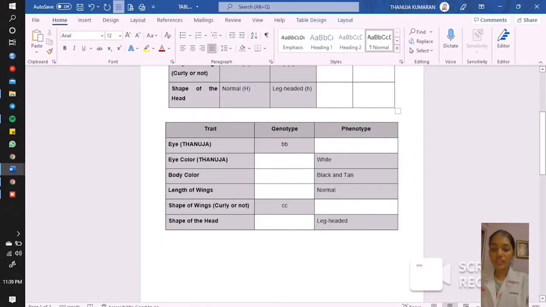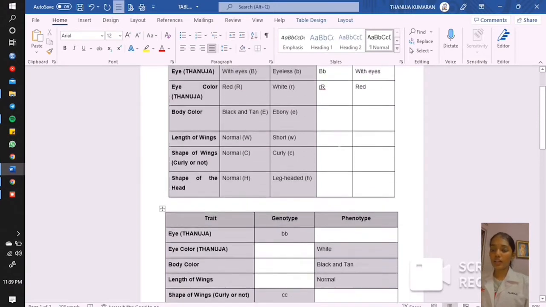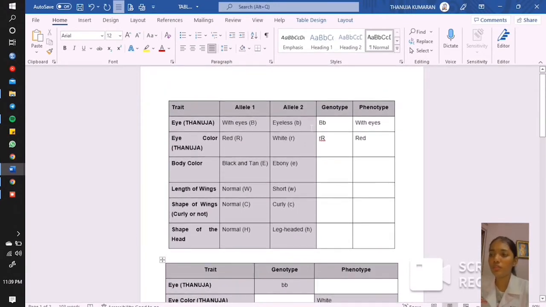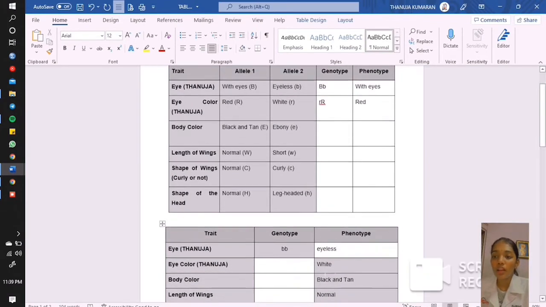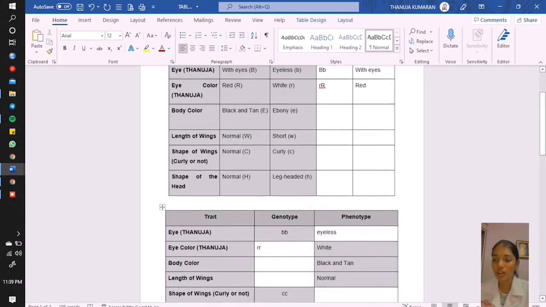So for the second table, the phenotype is BB, so refer to table 1. It shows eyeless, so the phenotype is eyeless. For the second one, it is white, so referring to LL2, white is resistant, so it's RR.